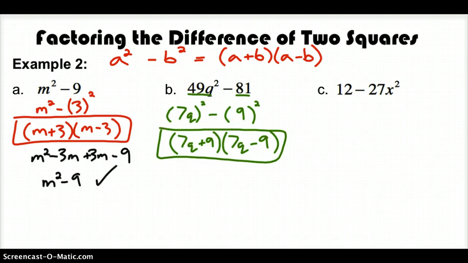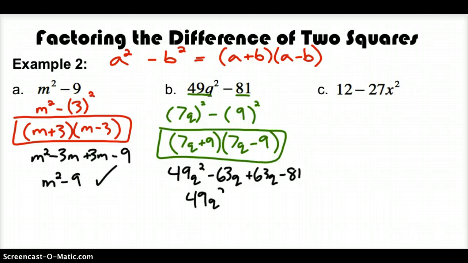Obviously, again, we can check this with FOIL. So 7q times 7q will give me 49q squared. My outside term here will give me a negative 63q. My inside terms will give me a positive 63q. And last times last will give me a negative 81. So when I combine like terms, this is going to be my final result. And so I know that I'm correct.